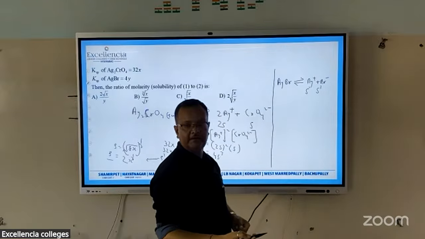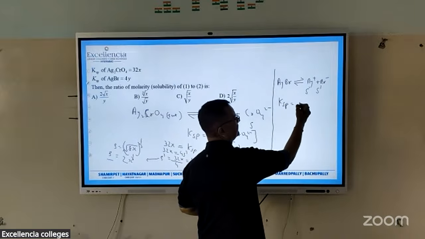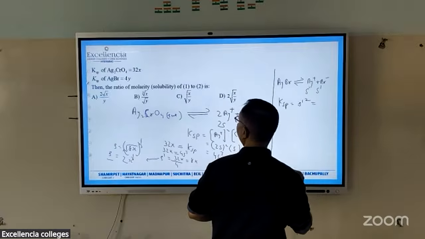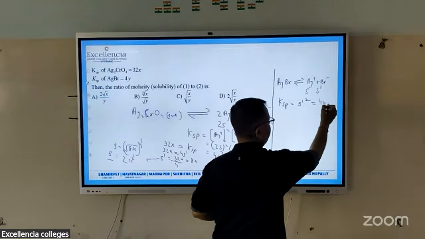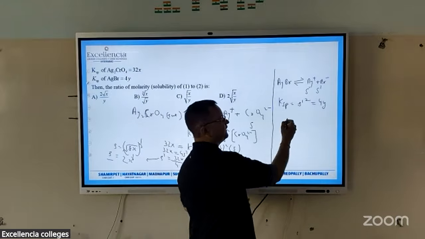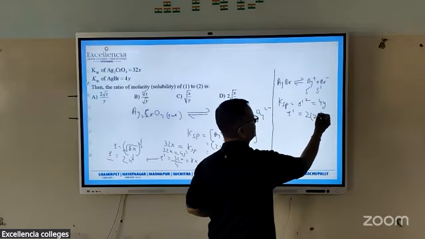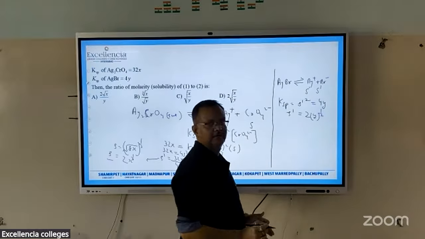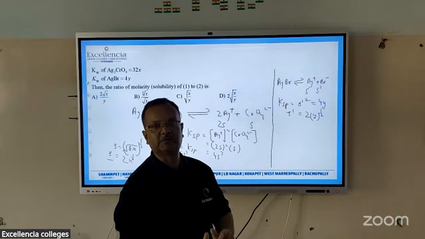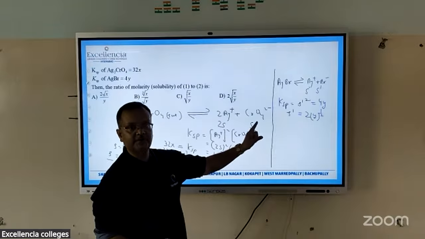So it is very direct. What is the Ksp of this salt? Ksp will be S dash squared, and that is equal to 4y. So we can find the solubility of this salt. S dash comes to be 2 into y to the power square root, so we are solving the question in this manner. We have to find the separate solubility of each salt. The solubility of the second salt comes to be 2 into y to the power half.